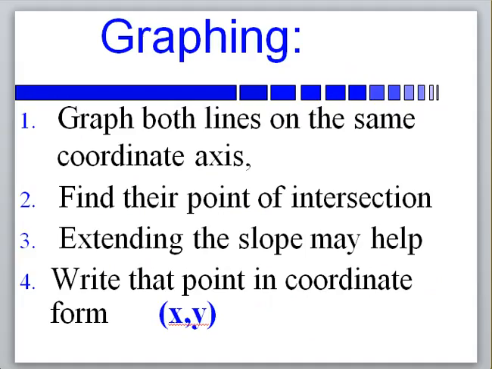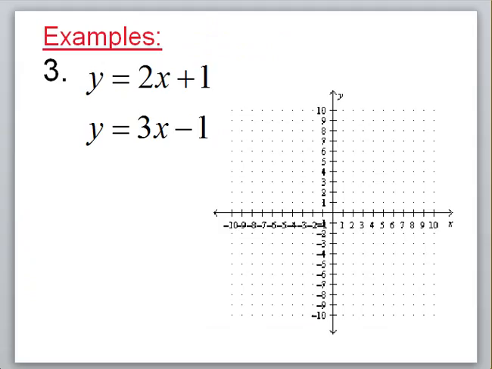So when we graph, we're going to graph both the lines on the same coordinate axes. We're going to find their point of intersection. We're going to use the extended slope, so we're going to do rise over run many times so that we can find that point of intersection more easily. And then we're going to write that intersection point as an XY coordinate. So beginning on this next video, I'll go through the first example and I'll graph both of these lines and then we'll find the point of intersection.